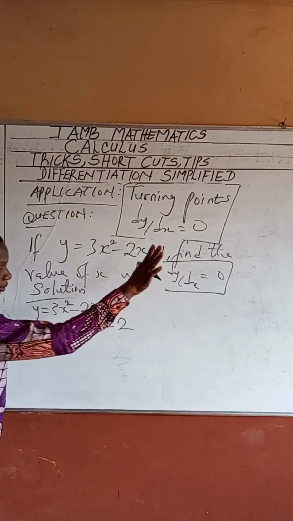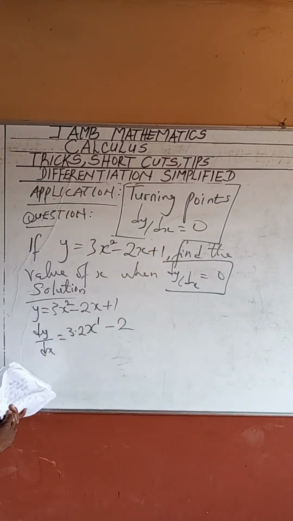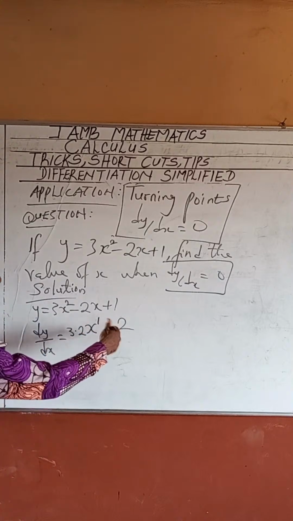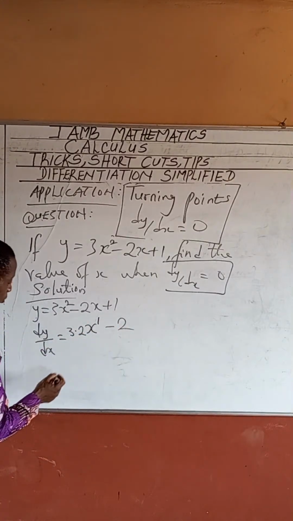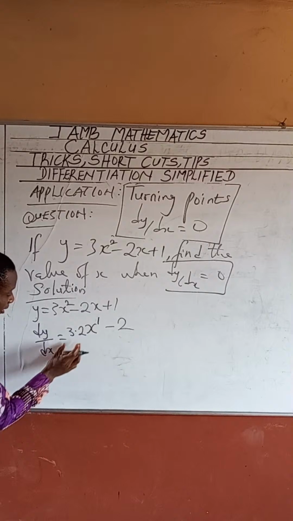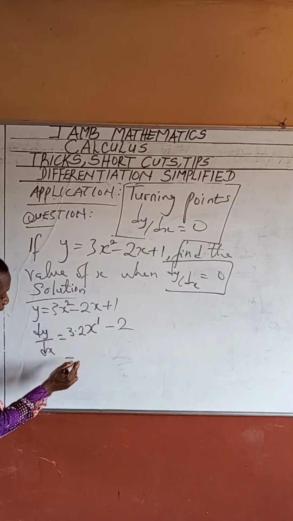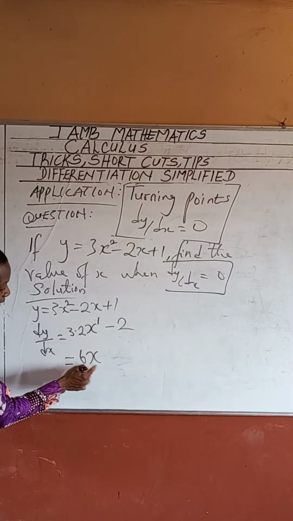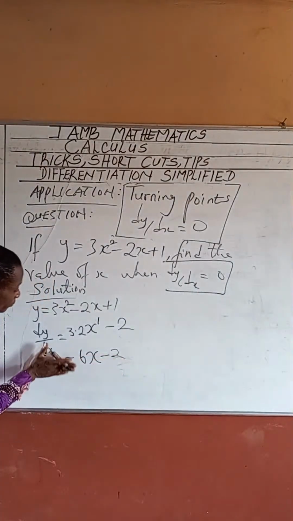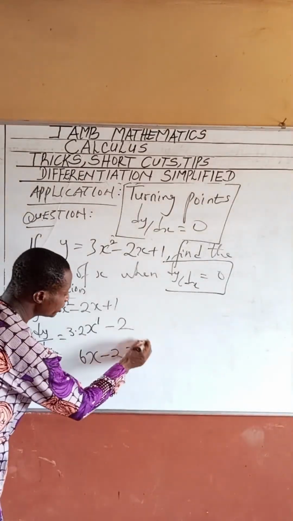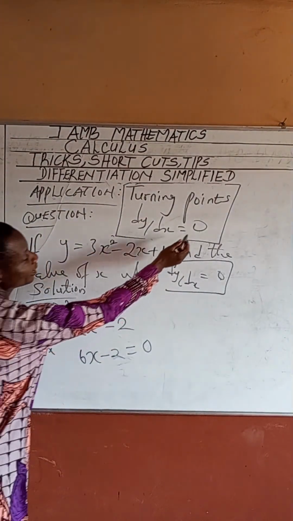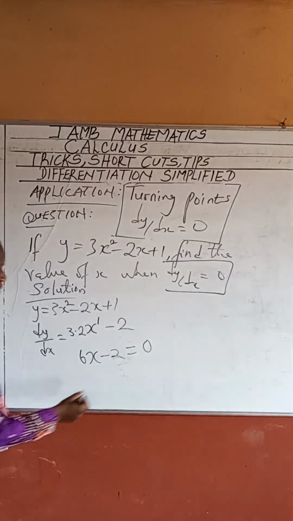1 is already gone. When you differentiate a constant like 1, 2, 3, 4, 1,000, 1 million, it will just disappear. So what does it mean? It means 3 times 2 is 6x. x raised to power 1 is x, minus 2. Okay, and this is equal to 0. Look at it here. So equal to 0.